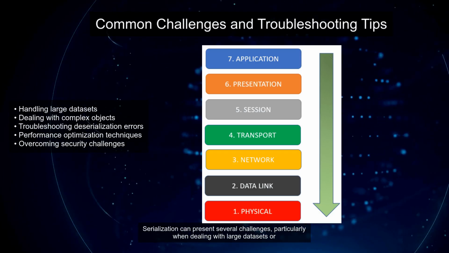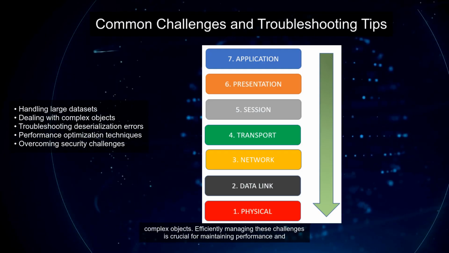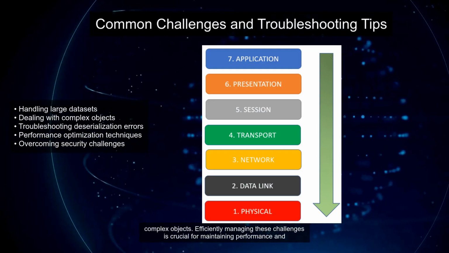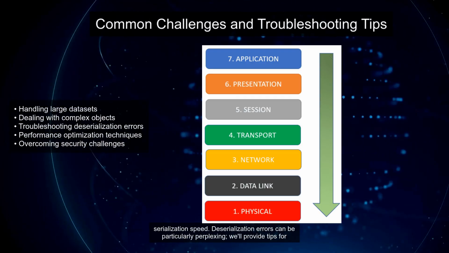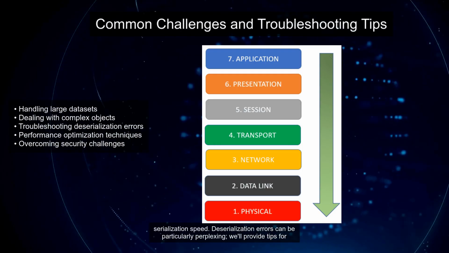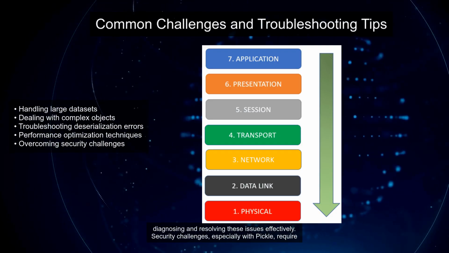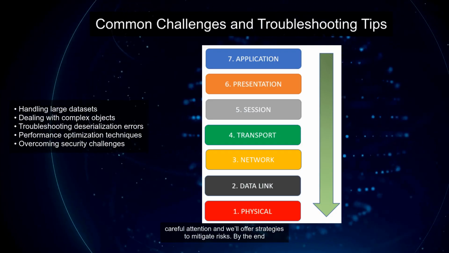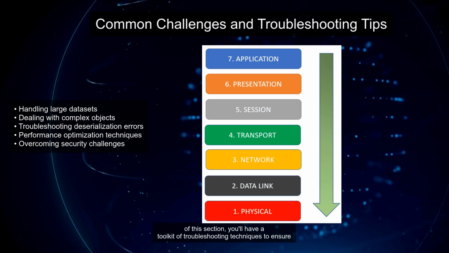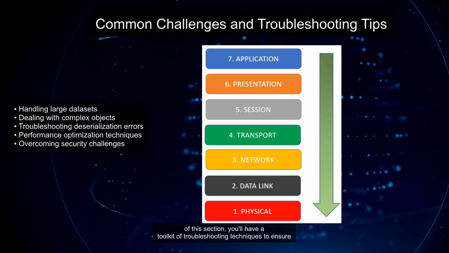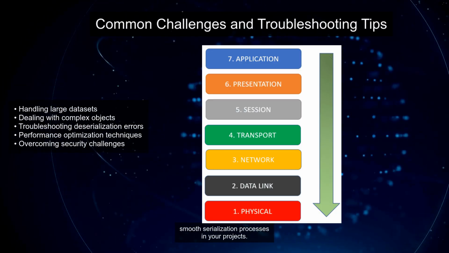Serialization can present several challenges, particularly when dealing with large datasets or complex objects. Efficiently managing these challenges is crucial for maintaining performance and reliability. We'll address common issues, such as handling memory limitations and optimizing serialization speed. Deserialization errors can be particularly perplexing. We'll provide tips for diagnosing and resolving these issues effectively. Security challenges, especially with Pickle, require careful attention, and we'll offer strategies to mitigate risks. By the end of this section, you'll have a toolkit of troubleshooting techniques to ensure smooth serialization processes in your projects.